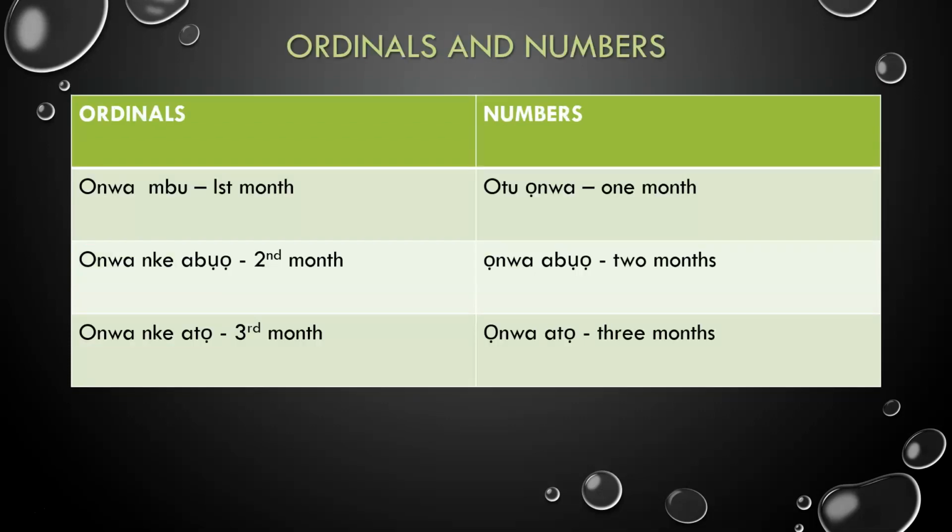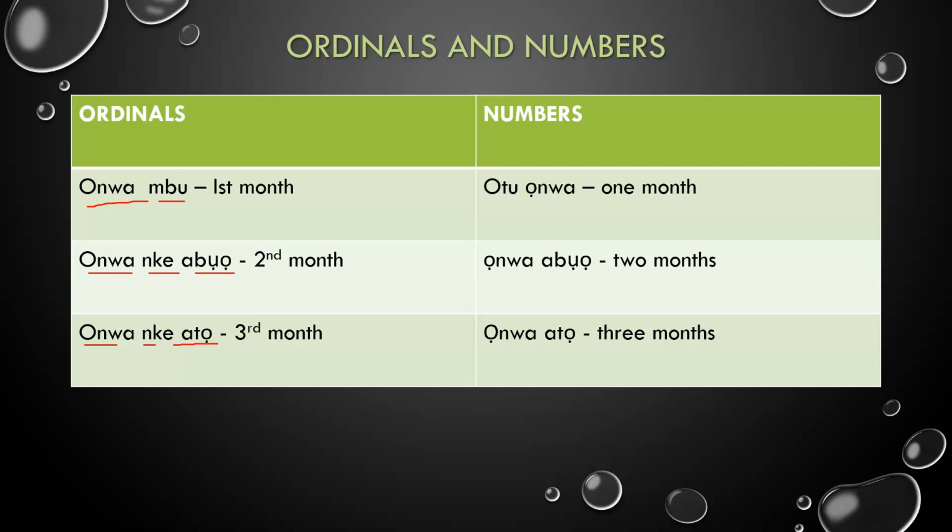So let's see how we use ordinals and numbers to show the plurality of a noun. If you want to say the first month, which is like January, we say onwa mbụ. Second month, which is February, is onwa abụọ. Third month, which is like March, is called onwa atọ.